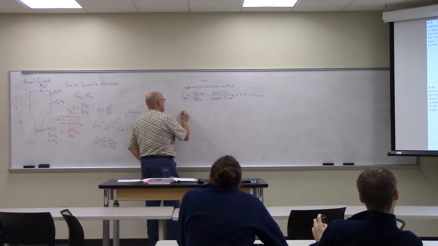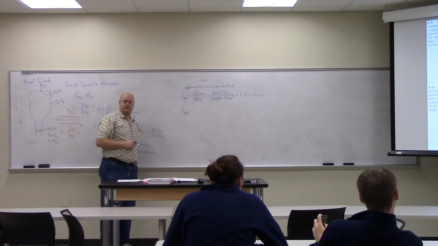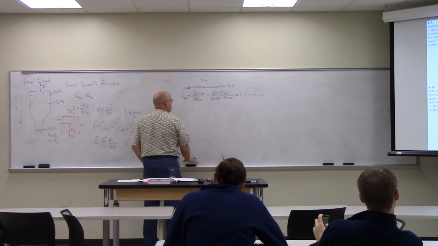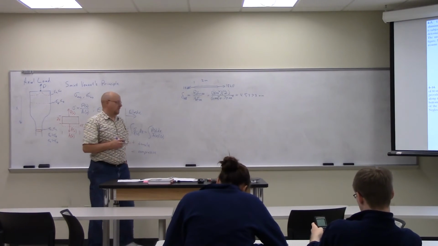So how do I find the change in BC? Am I going to be able to do it from that free body diagram? Another free body diagram. Okay, what free body diagram am I going to use? CB.